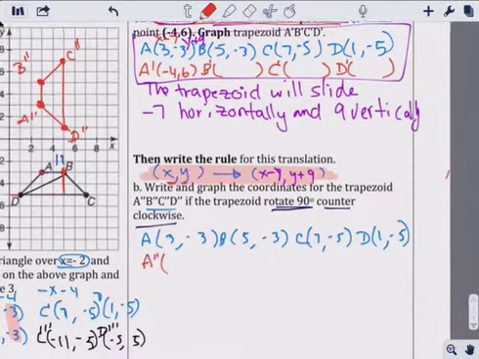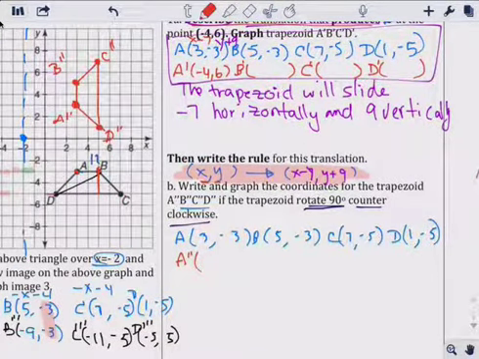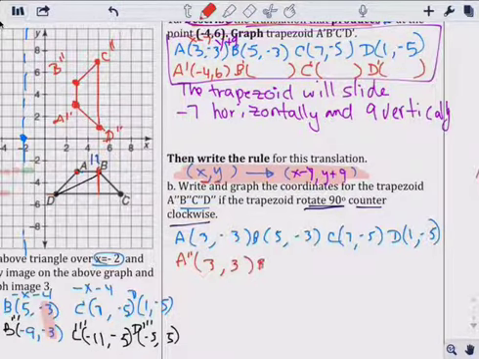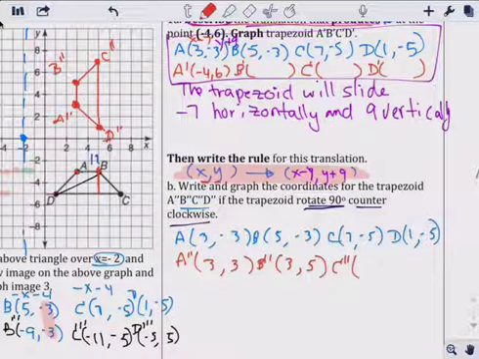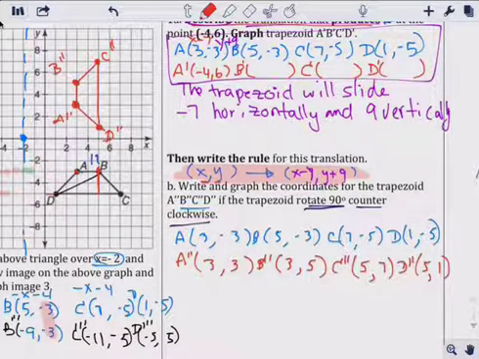A double prime is at 3, 3. B double prime is at 3, 5. C double prime is at 5, 7. D double prime is at 5, 1. Okay, so looking at it, the A doesn't help because they're the same numbers.